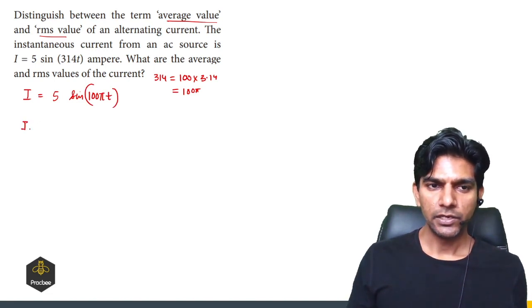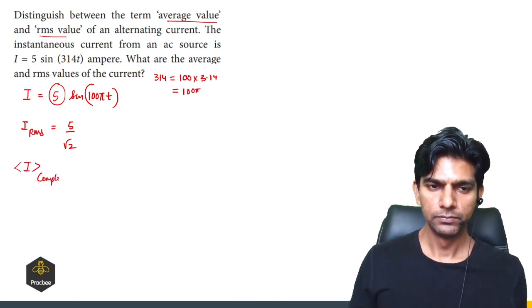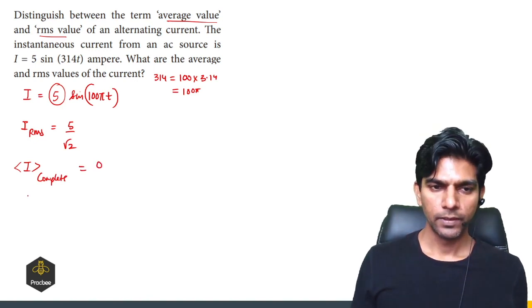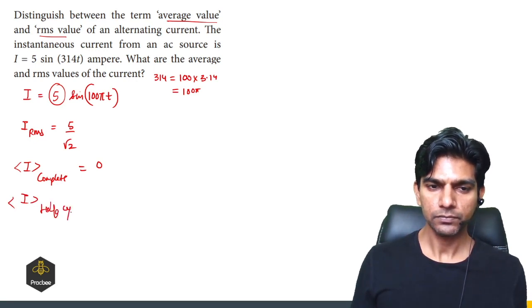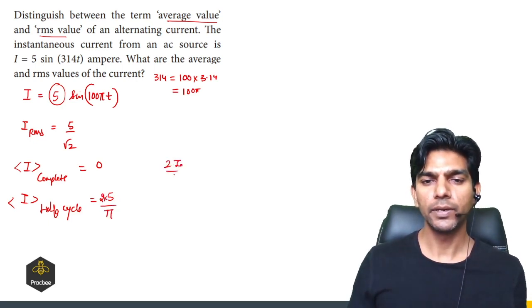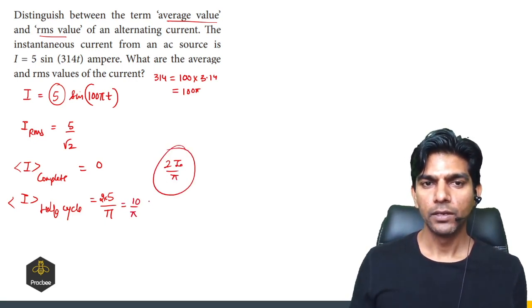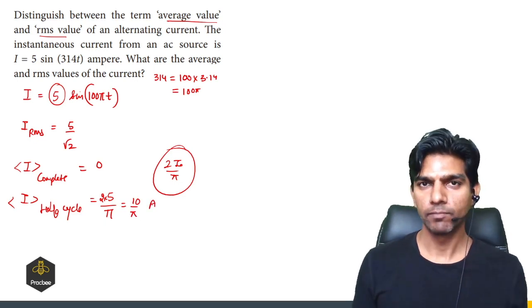So its RMS value will be nothing but the peak value, 5, divided by root 2. And its average value over a complete cycle is 0, right? And its average value over a half cycle will be 2 times 5 by pi, because we have seen this formula 2 I naught by pi. That is the average value over a half cycle. So this will become 10 by pi, and this will be in amperes, right?